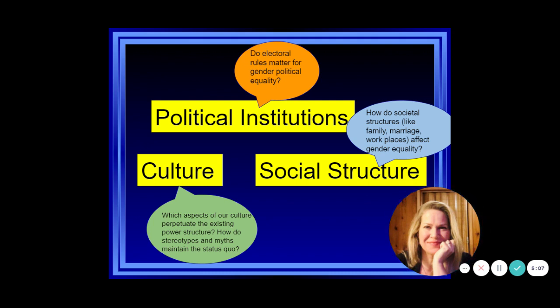Political culture includes the shared views and normative judgments held by a population, and we will explore culture as it relates to gender. A question related to that would be, how do gender stereotypes help to maintain the political status quo? And finally, we'll explore how social structures in our society affect gender equality. These structures include things like family, marriage, and workplaces. So, how do these different structures affect the gender balance of power that we've been talking about?